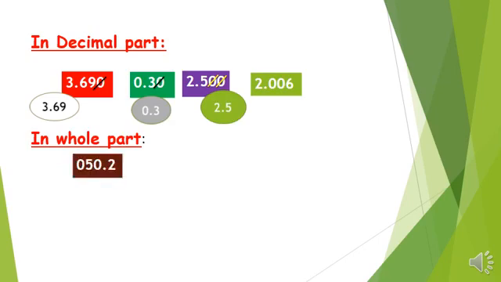Now, if we look at the zeros in the whole part, if the whole part starts or begins with a 0, we can cross this 0 out because it has no value, and 050.2 is equal to 50.2.